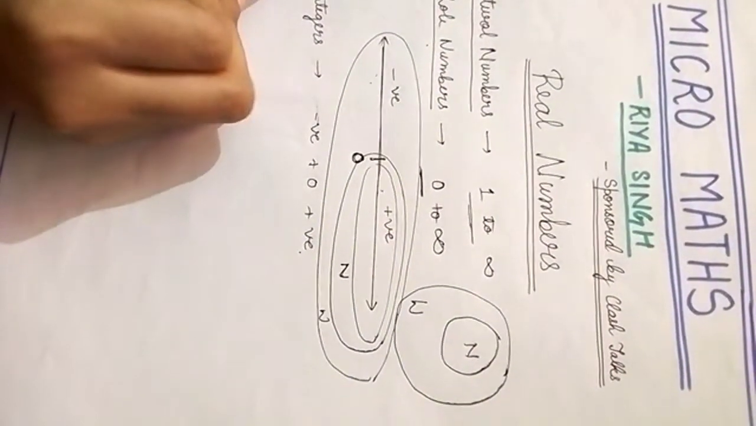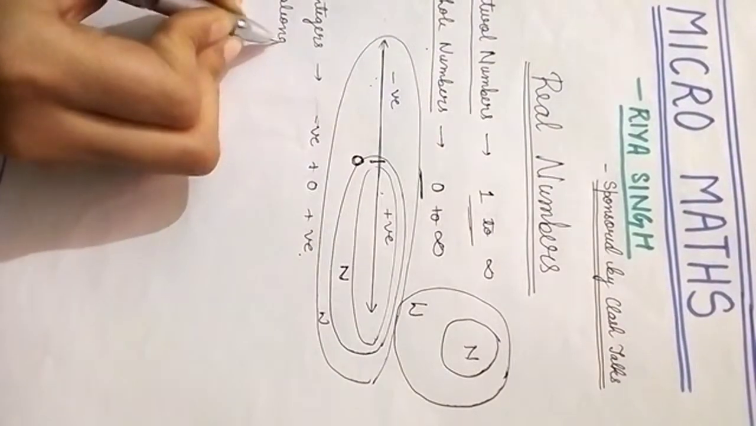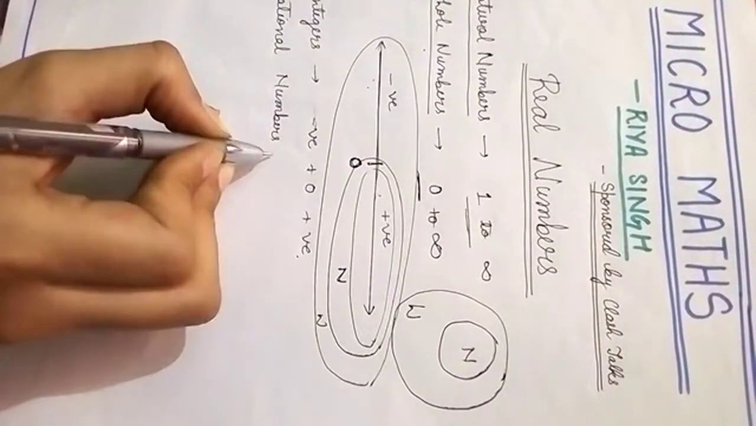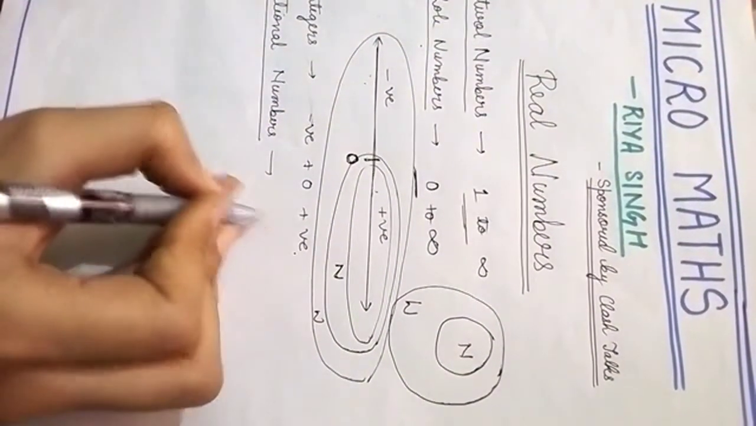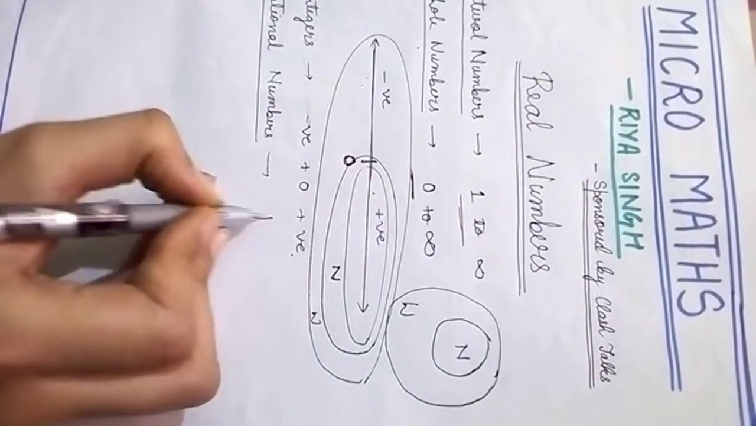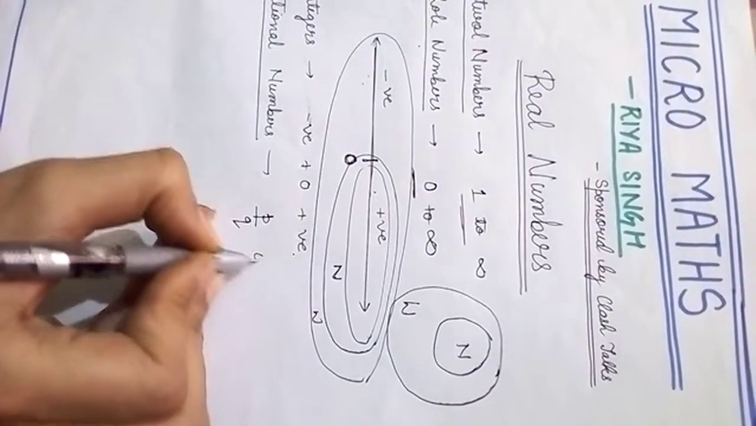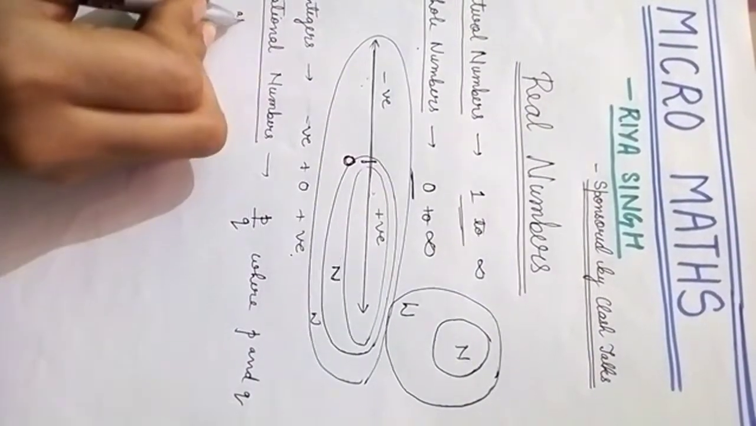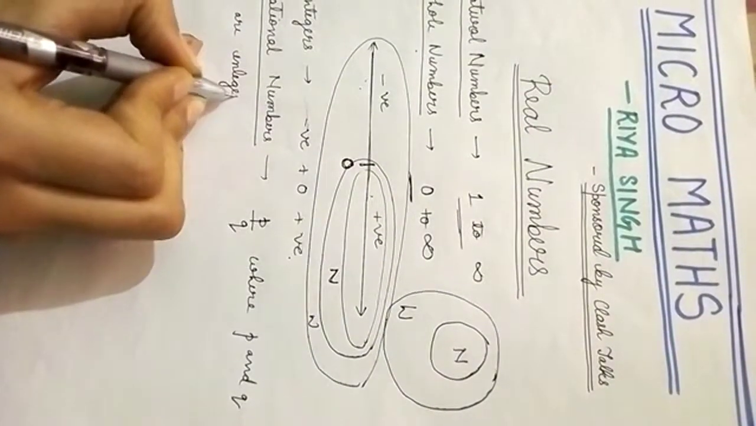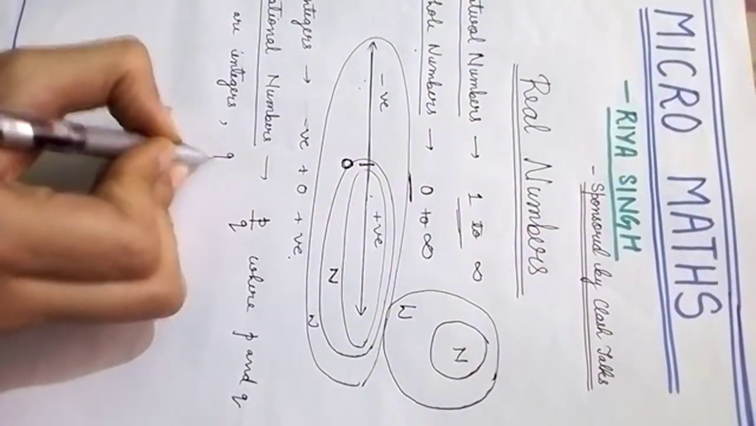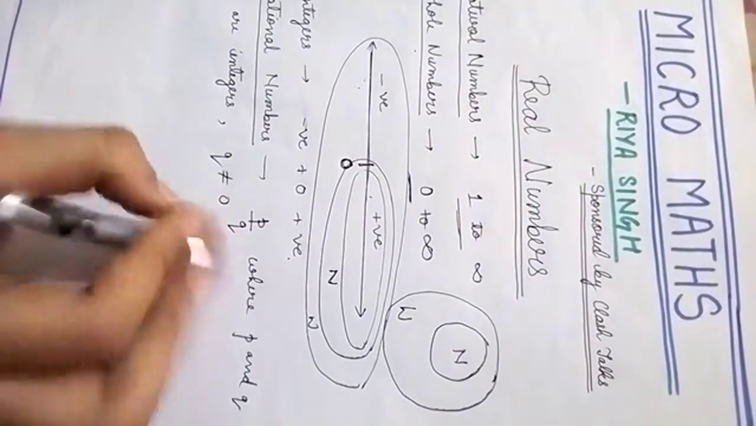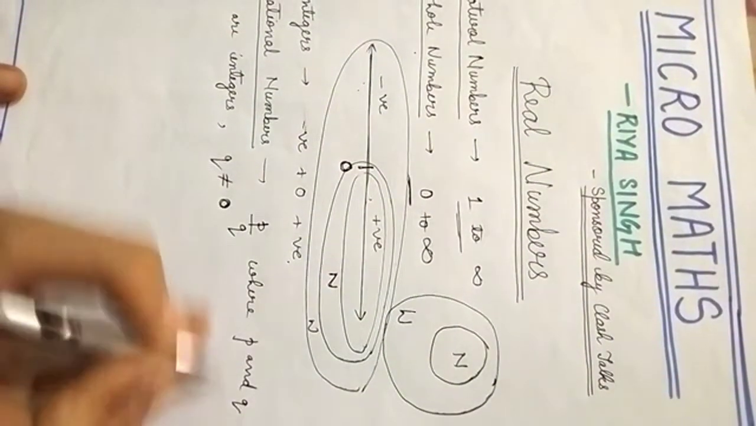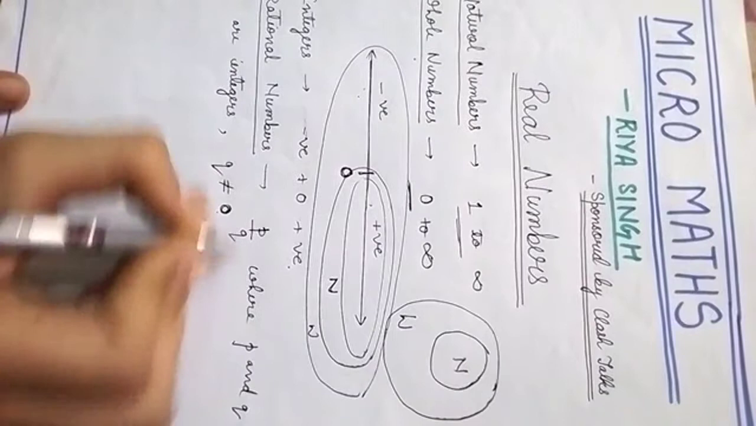Now comes the next, rational numbers. We all know the definition of rational numbers. That is, all the numbers which can be written in the form p by q, where p and q are integers, and q cannot be equal to 0.